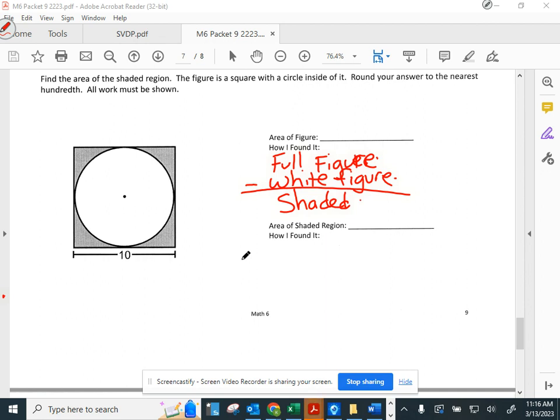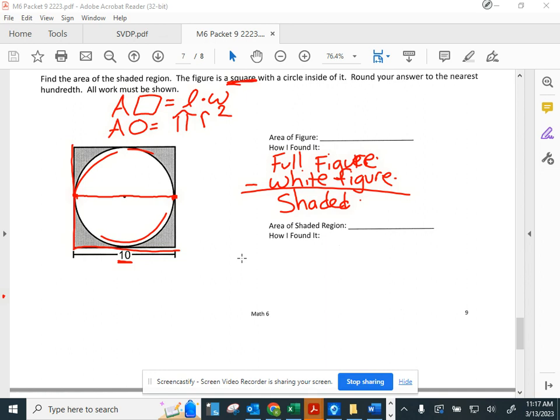So our area of that full square, because it says that it is a square, the area of a square equals length times width. The area of our white circle equals pi r squared. Going from this end to this end straight through the middle is our diameter. The diameter is 10. How do I find the radius, the r?